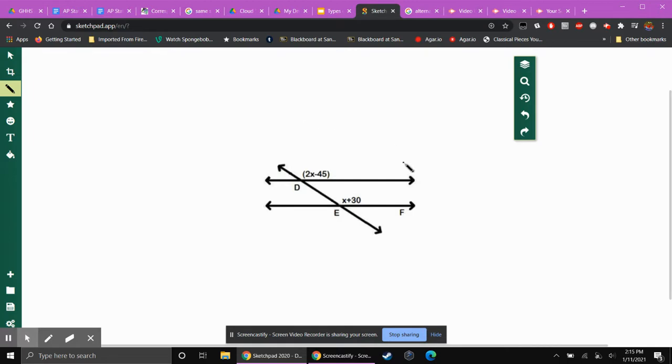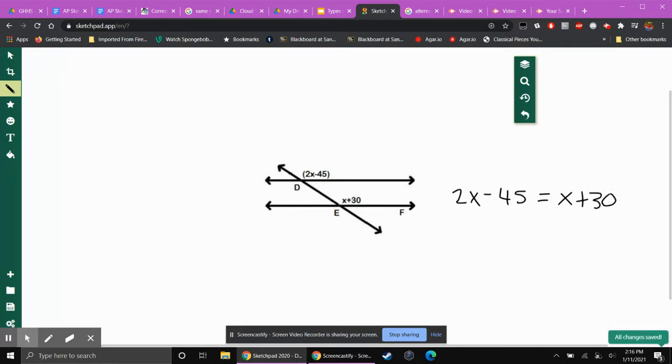Okay, so in order for us to solve this, remember what I said before in the PowerPoint? It is important to know that, because these are classified as corresponding angles, we are able to set them equal to each other. Okay, remember how I said that that was crucial information for the back of the worksheet? So now we can do exactly that. We can do 2x minus 45 is equal to x plus 30.